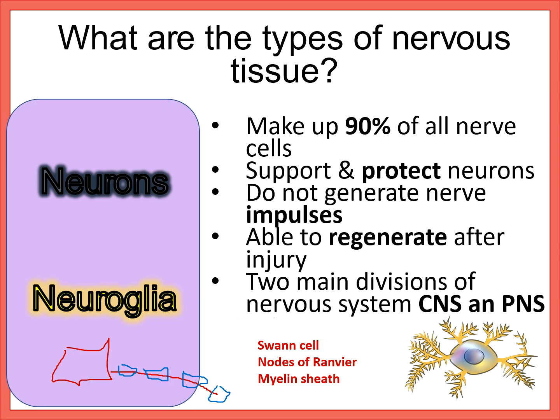So these gaps are called nodes of Ranvier. And when a signal needs to go down that axon, it's going to be able to jump over the Schwann cell into these spaces called the nodes of Ranvier. And it will greatly increase the speed of this electrical signal. And so all of these Schwann cells collectively together make up what's called the myelin sheath in the peripheral nervous system.